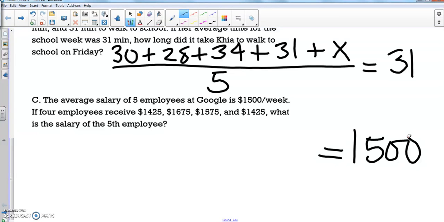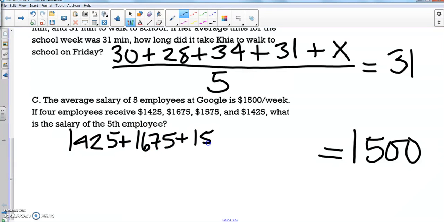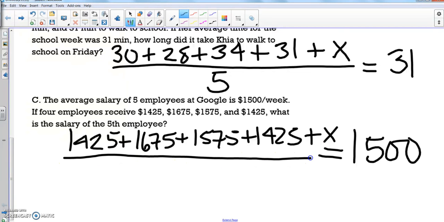If 4 employees receive $1,425, $1,675, $1,575, and $1,425, so if I take all of these and add them together, okay, what is the salary? So that's for the employees. What's the 5th one making? We don't know. Divided by 5.